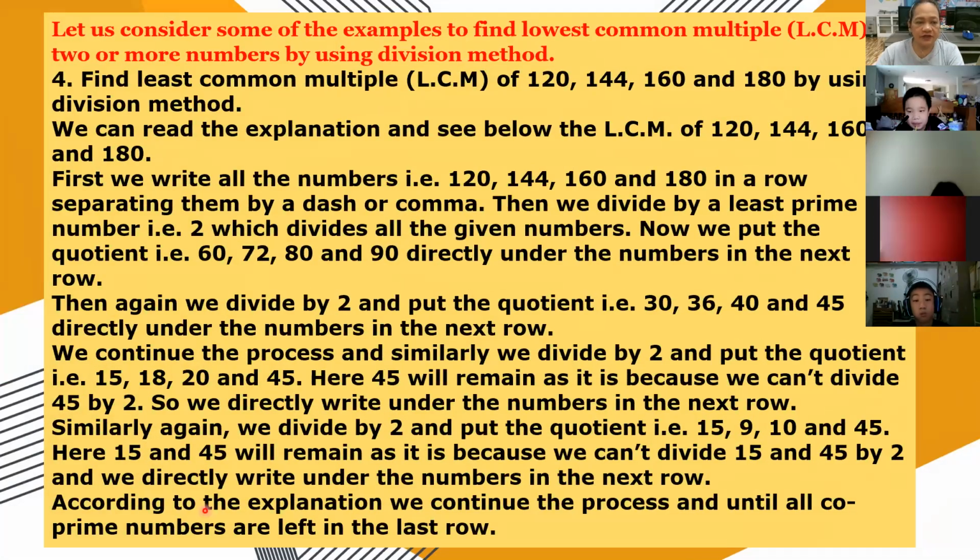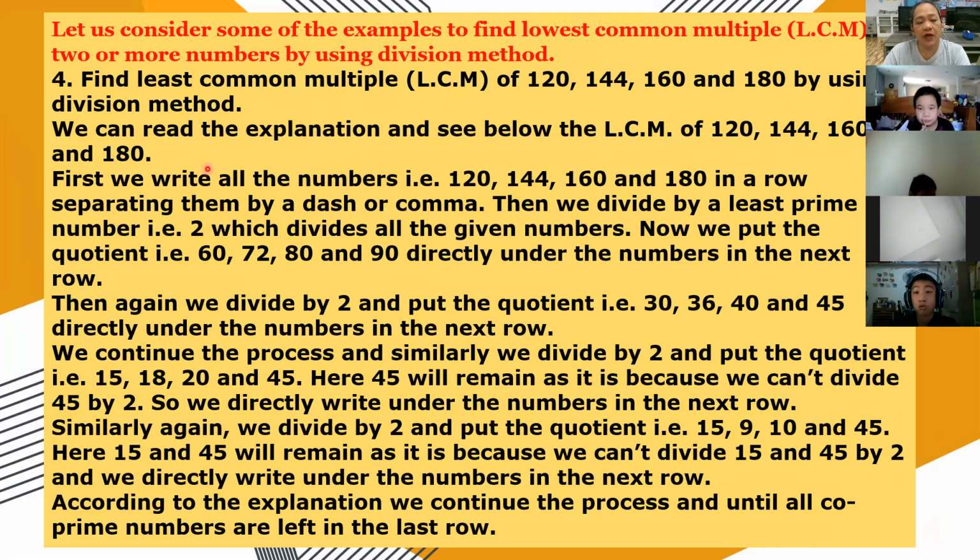Okay, let us consider some examples to find the lowest common multiple, the LCM, of two or more numbers by using the division method. Find the least common multiple of 120, 144, 160, and 180 by using the division method. We can read the explanation and see below. In the next slide, I will show you the LCM of 120, 144, 160, and 180. That is a bigger number, okay?